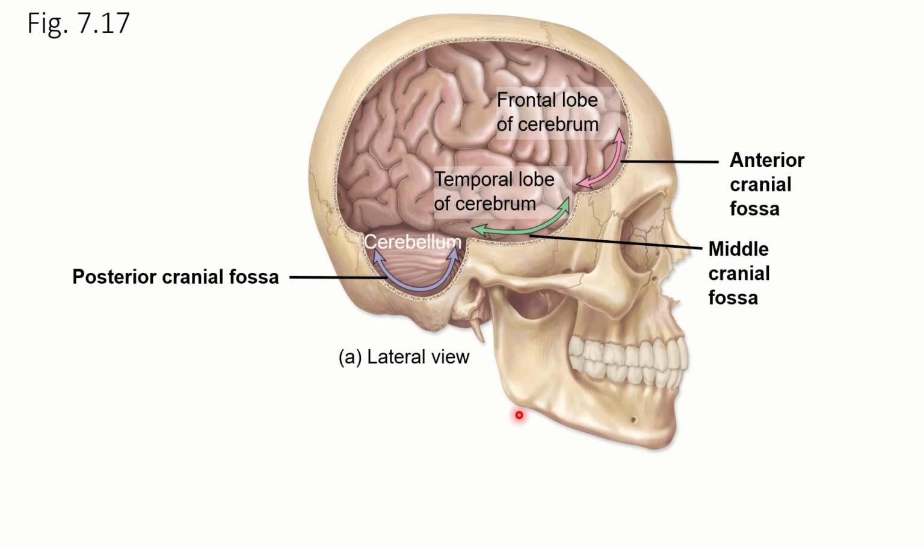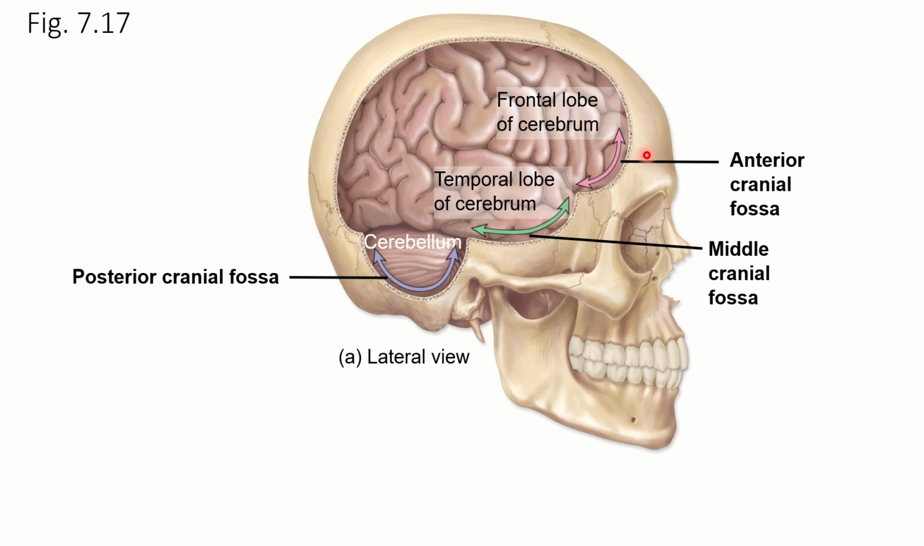All right, now one other thing I want you to learn about are these things called fossae, the cranial fossae. A fossa is an indentation. So the cranial fossae are indentations in the cranium itself. And the cranium, remember, is the part of the skull that holds the brain. So we have 3 pairs of fossae, anterior, middle, and posterior. Notice this is middle and not median or medial. It is middle because it's between the front and the back.